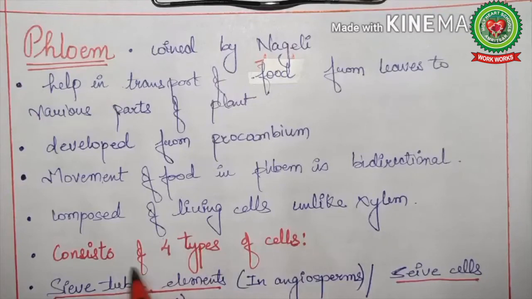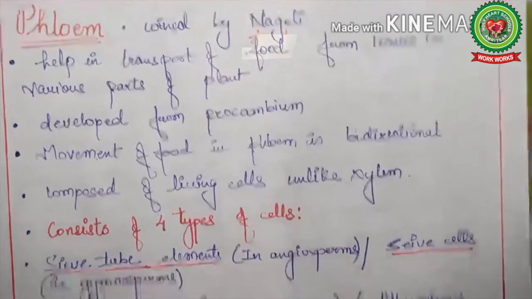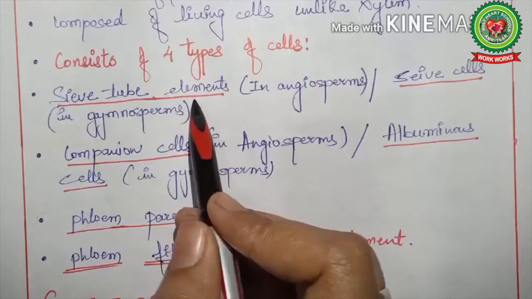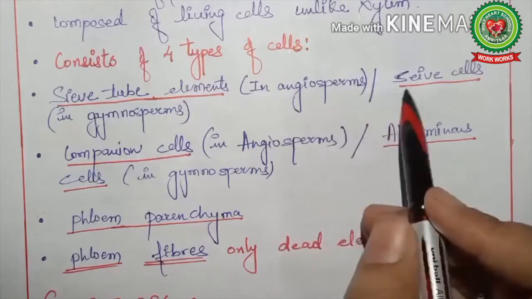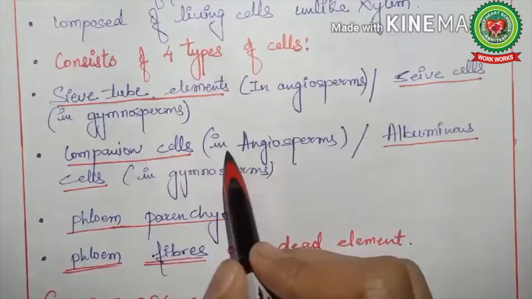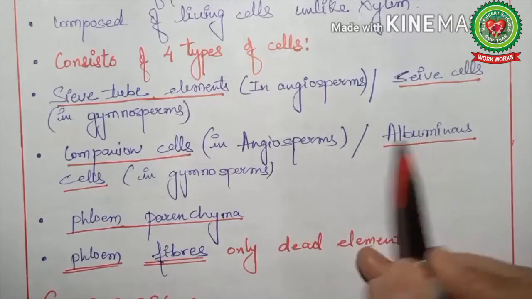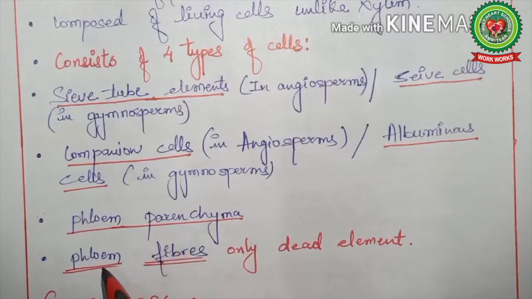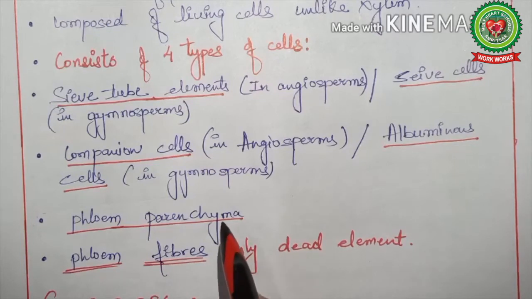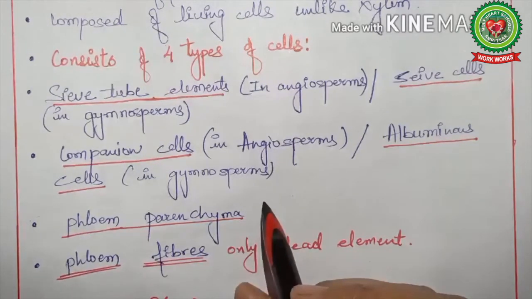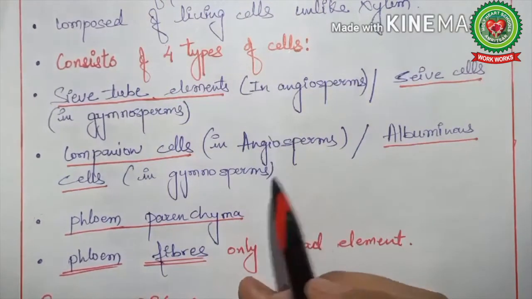In this, there are further four types of cells, that is sieve tube elements in case of angiosperms, sieve cells in case of gymnosperms, companion cells in angiosperms, albuminous cells in case of gymnosperms, phloem parenchyma, phloem fiber. Phloem fiber is the only dead element of this tissue. Rest all are living elements. Now we will discuss all these one by one.